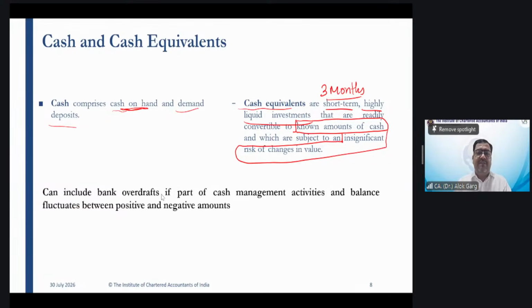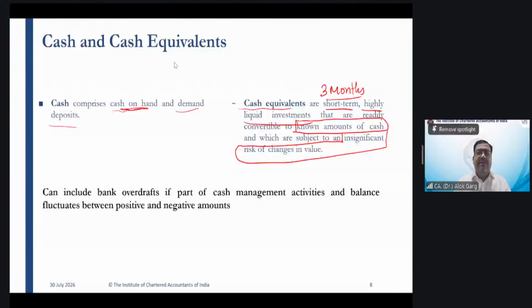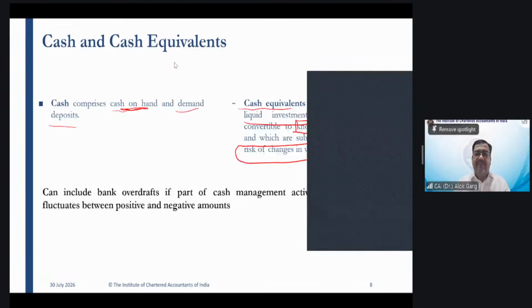whether it is a short-term highly liquid investment or not. Investment in Infosys shares is a short-term highly liquid investment or not? Please tell me. If you need the money tomorrow, will you be able to get the money or not? My first point is whether investment in listed company shares is a short-term highly liquid investment or not.